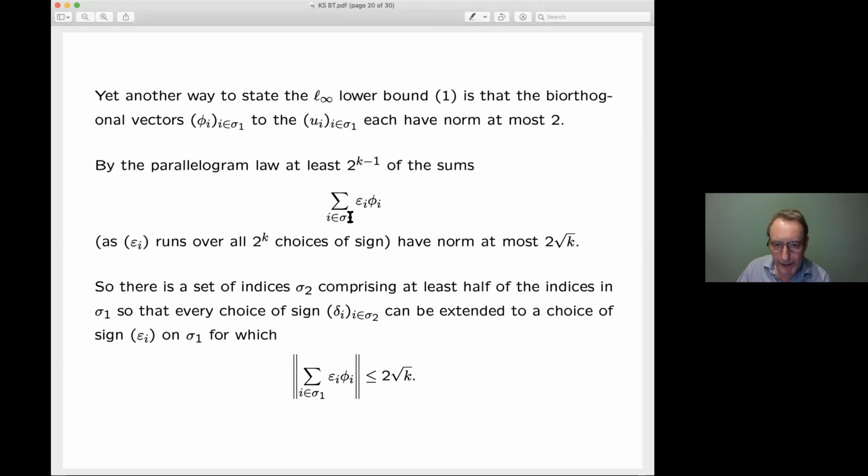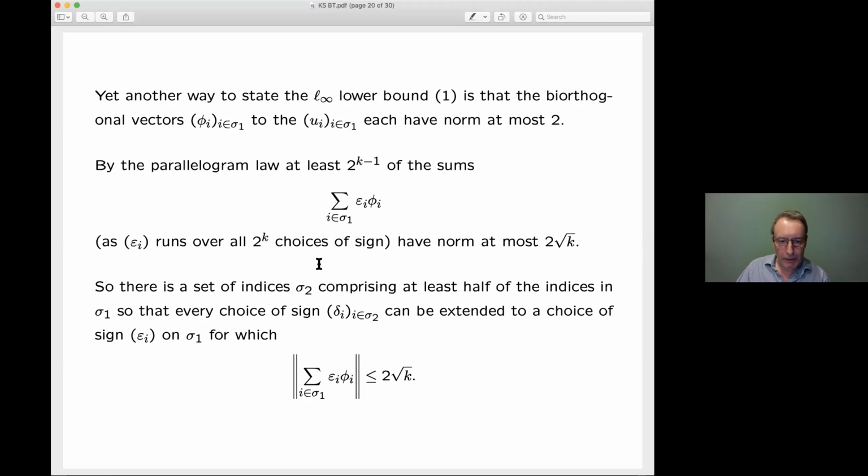So they're about k things, sigma. These phi's have norm about 1. And so when you take a choice of sign, you expect the norm to be about root k. And what we're saying is that for at least half of them, you don't get something too much bigger than what you would like if these were orthogonal, if these were actually orthonormal vectors.